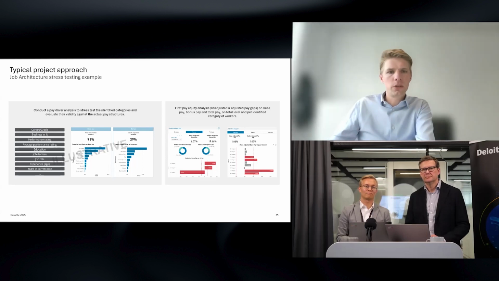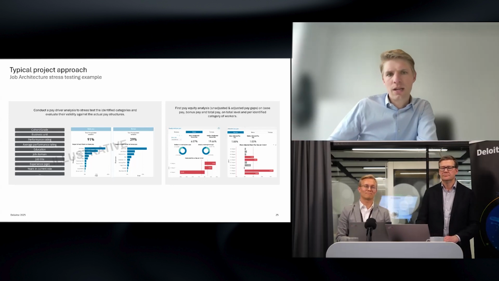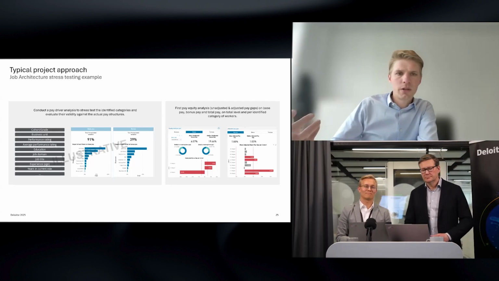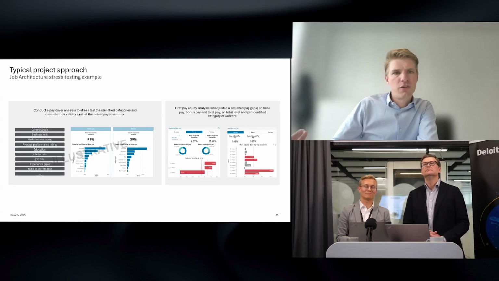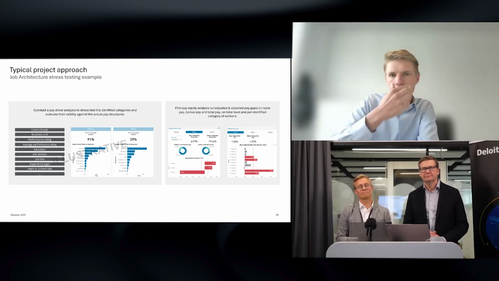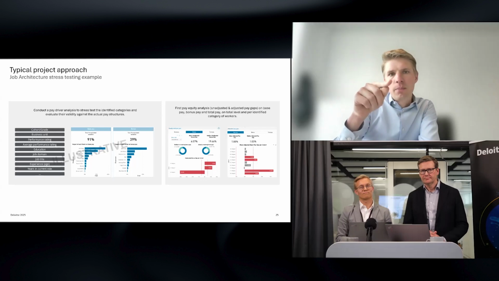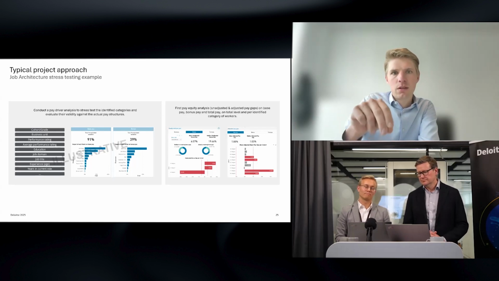If you upload all the compensation, for example base pay and bonuses, into the system, and you run it through a statistical regression analysis, you can discover whether your job architecture can explain sufficiently the reasons why pay decisions are being made. And that is the pay driver analysis. You see here an illustrative example where the base pay variance can be explained 91% through the job architecture, which is a very solid figure.